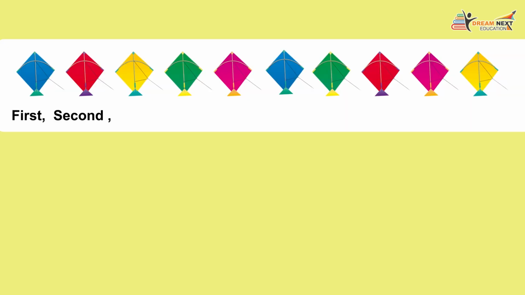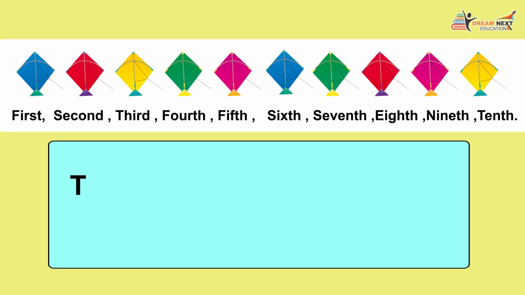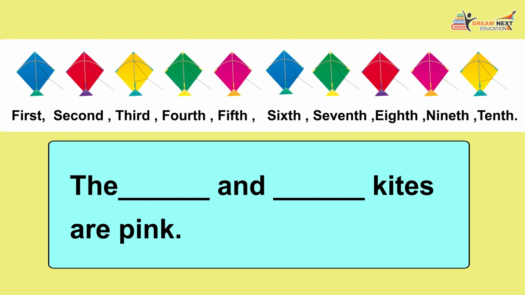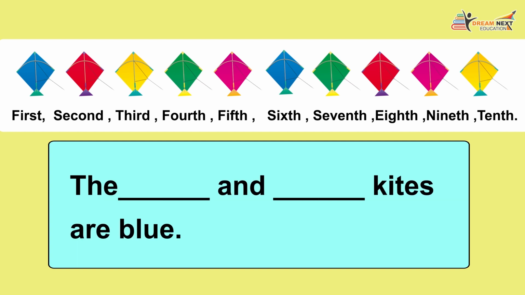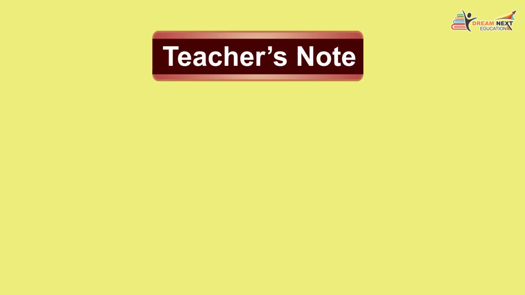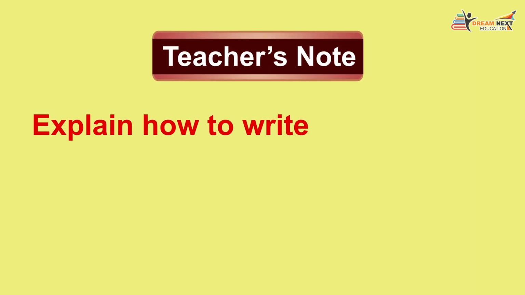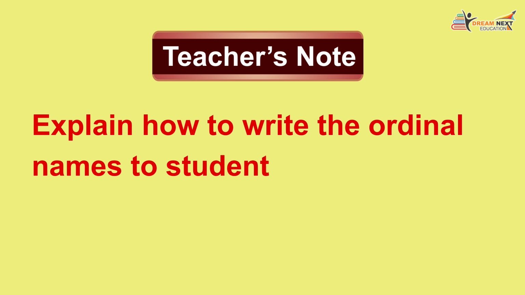First, second, third, fourth, fifth, sixth, seventh, eighth, ninth, 10th. The dash and dash kites are pink. The dash and dash kites are green. The dash and dash kites are yellow. The dash and dash kites are blue. The dash and dash kites are red. Teacher's note. Explain how to write the ordinal numbers to students.